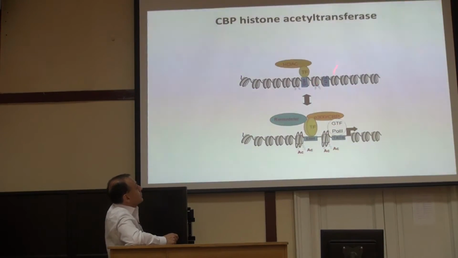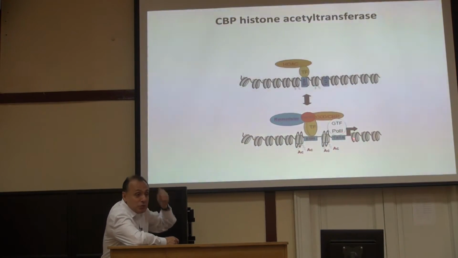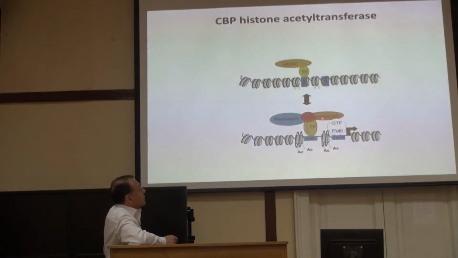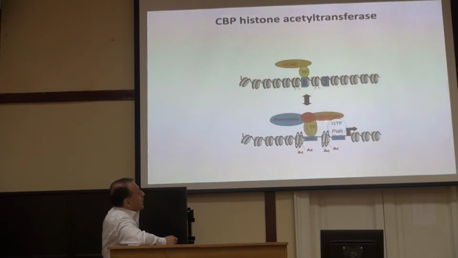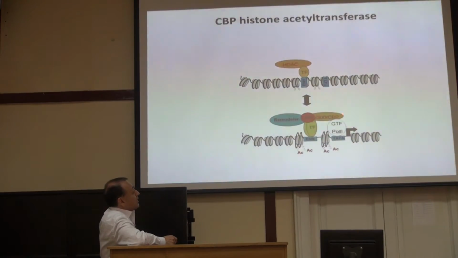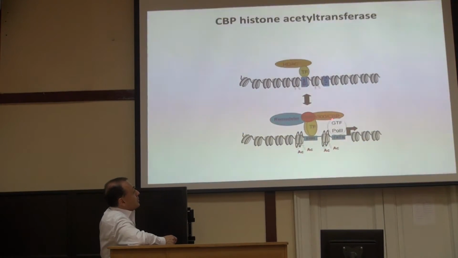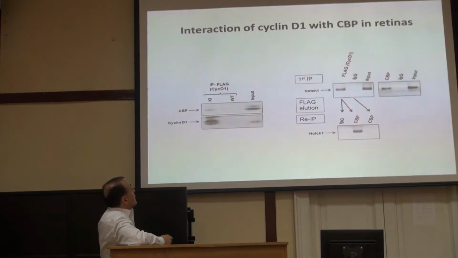Let's imagine that this is the Notch gene. But cyclin D1, as I showed you, is not sitting directly on the DNA. It's sitting somewhere here on a transcription factor, and it was proposed to serve as a bridge between transcription factors and chromatin modifying enzymes. And actually in the literature, it was proposed that cyclin D1 can bind P300 or CBP acetyltransferase. So using immunoprecipitation Western blotting, we asked in the retinas of mice, can cyclin D1 bind CBP? And the answer is yes.